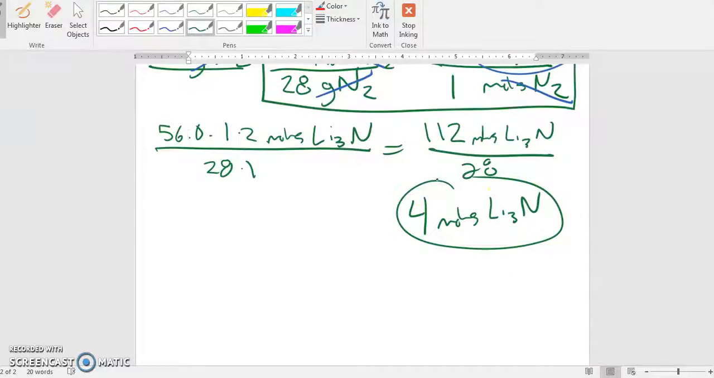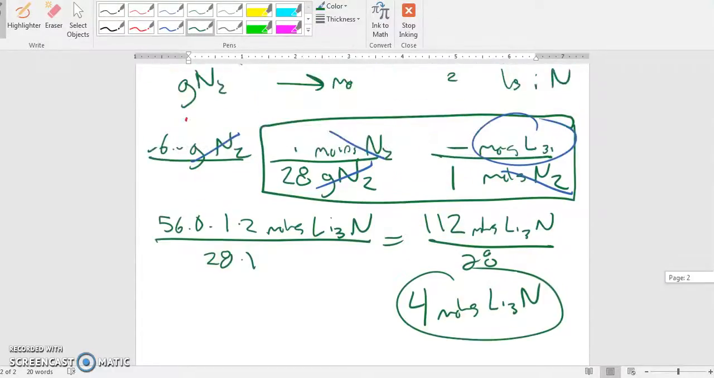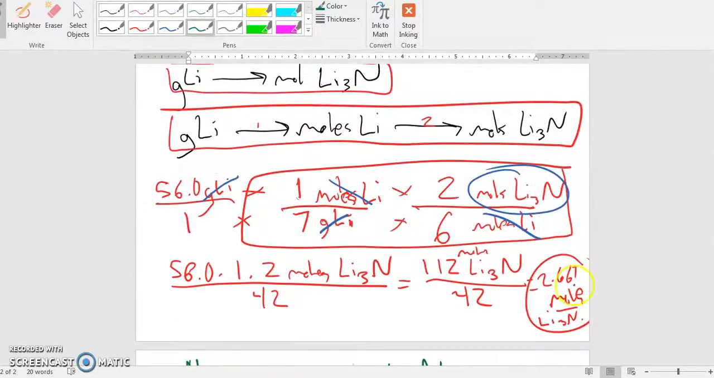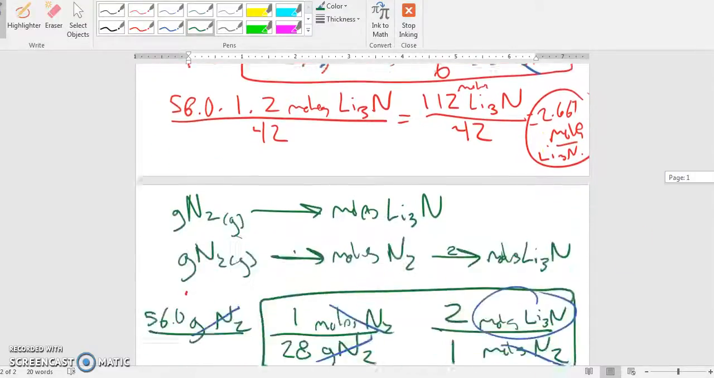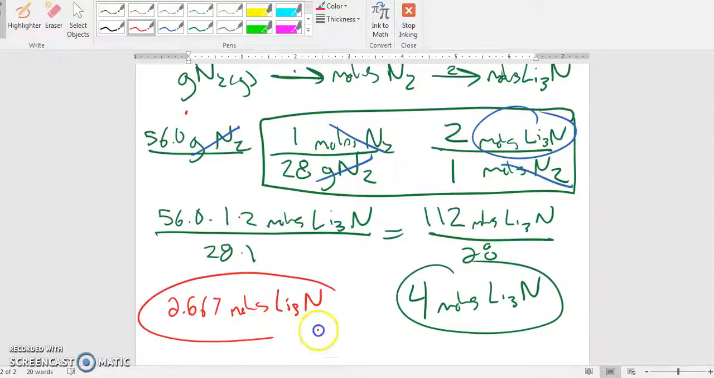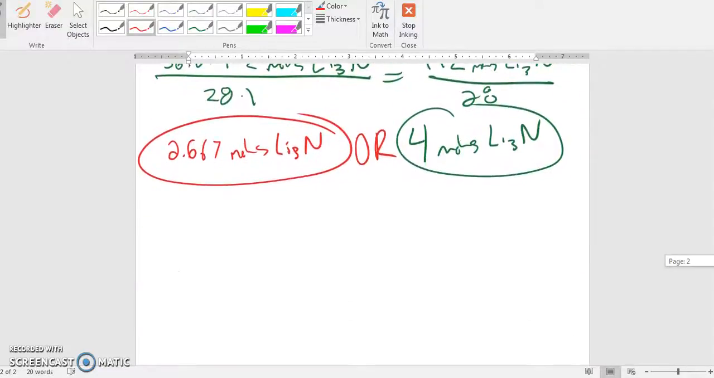But remember, earlier we said that if we use all the lithium, we can only make 2.667 moles of lithium nitride. So what's it going to be? You've got one problem and 2 answers. You can't have 2 answers for this problem. It's either 2.667 or it's 4 moles. Which one do you go with? The smaller one. What that means is lithium runs out when you've made that much.